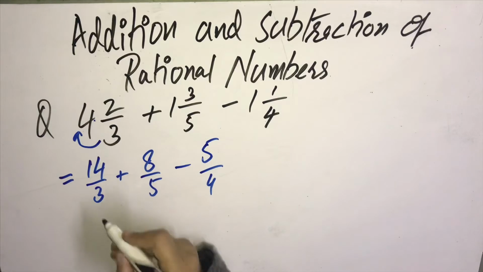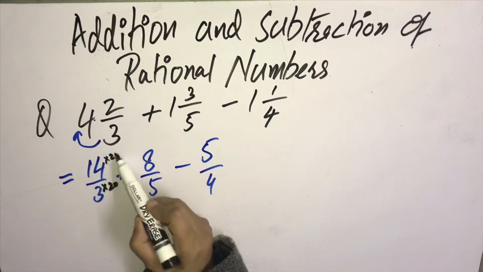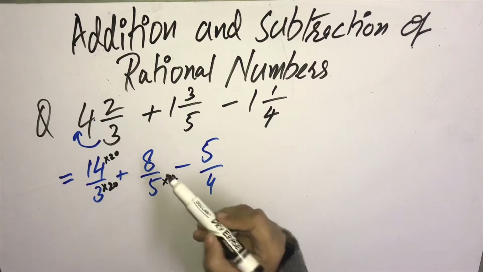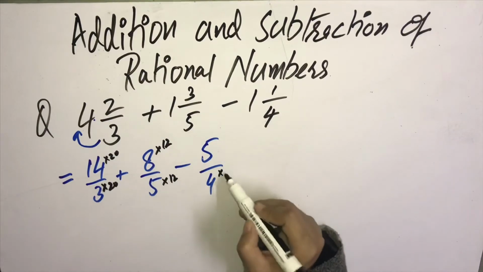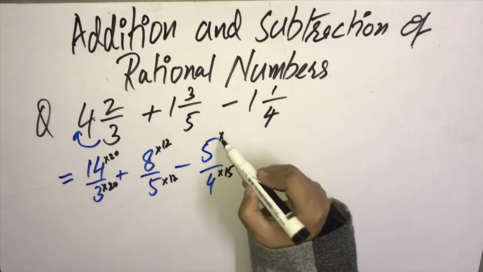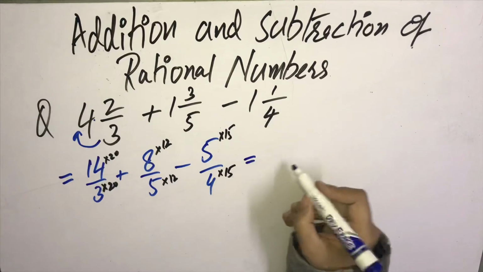In the table of 3, 3 multiply 20 is 60. So we shall multiply these two with 20. In the table of 5, 12 5s are 60. So we shall have to multiply this 8 with 12 also. And 4 15 times is 60, and 5 is 15 times. Okay, I am going to the next step.